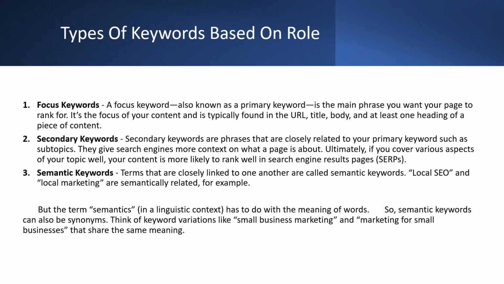Now the third one is based on role. Under based on role, we have focus keyword. The focus keyword is also known as primary keyword, and we generally try to include the focus keyword in the URL structure, in the title, in the body section, and at least one time in the H1 of your content.